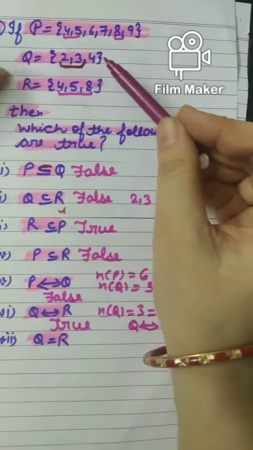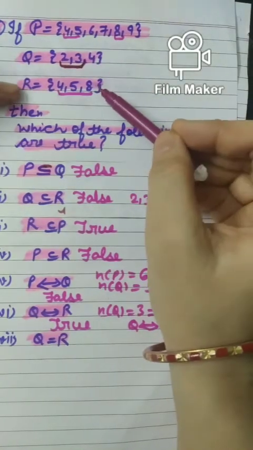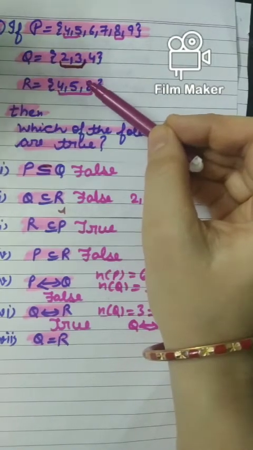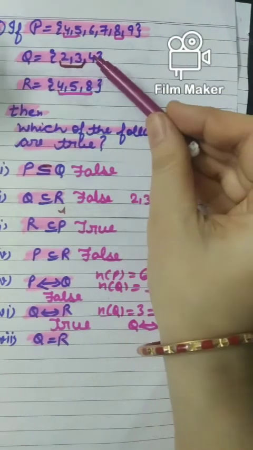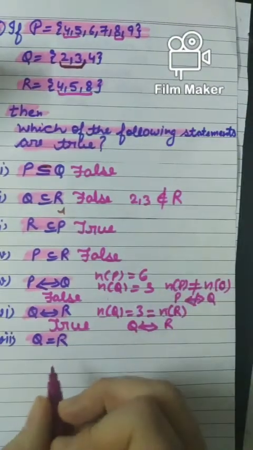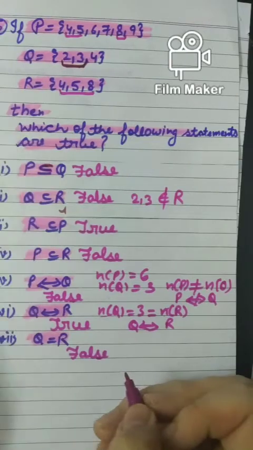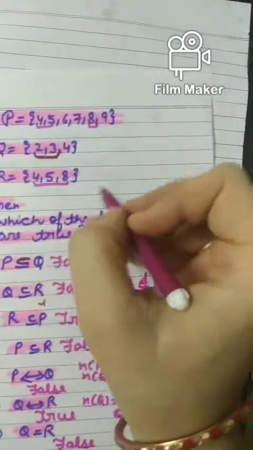Next they are asking, Q is equal to R. No. You see in Q we have 2, 3 and 4. In R we have 4, 5 and 8. Elements are different. Equal means they should have exactly the same elements, but these are different. So these sets are not equal, which means this statement is false. Clear?